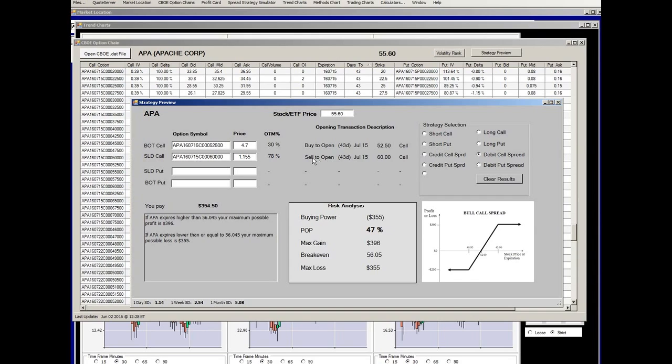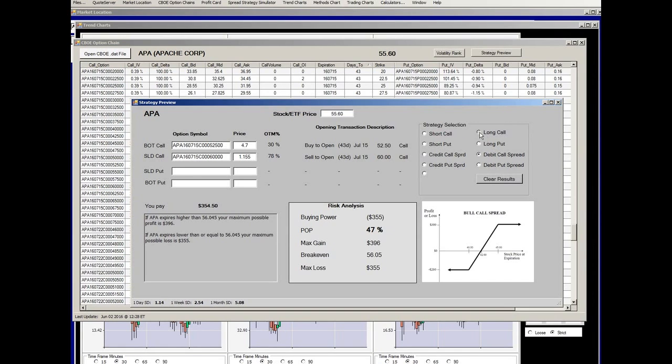And again, we'd be buying to open the July 15th 52.50 call, which is in the money and is about a 70 delta, and selling the July 15th 60 call, which is out of the money and is about the 30 delta. We can see this position would cost us about $355. Our probability of profit is 47%. That's a little under 50. The most we can gain from the trade, because it's a spread trade, is $396, and our break even is $56.05, which is only 55 cents above the current price.